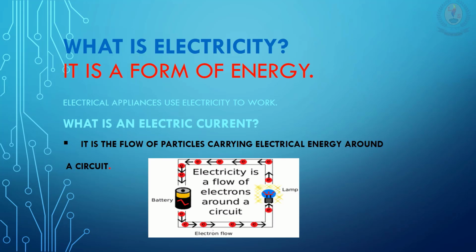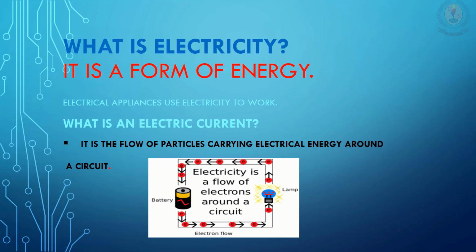Electrical appliances use electricity to work. There are many electrical appliances that use electricity to work. Okay, what are the examples of electric appliances that use electricity? Yes, the television, radio, clock, remote. Those are some examples of electric appliances that use electricity to work.